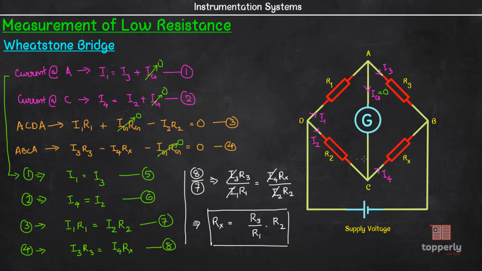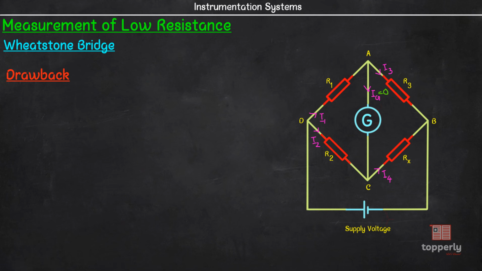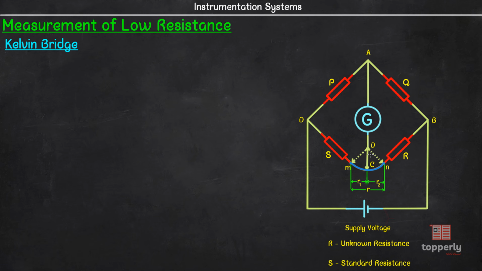Now this Wheatstone bridge itself is very accurate, but it has a drawback. The drawback is that contact resistances and resistances of leads come into the picture here, and as we have already discussed, these are undesirable resistances while measuring low valued resistance. So Wheatstone bridge was modified to form Kelvin bridge.